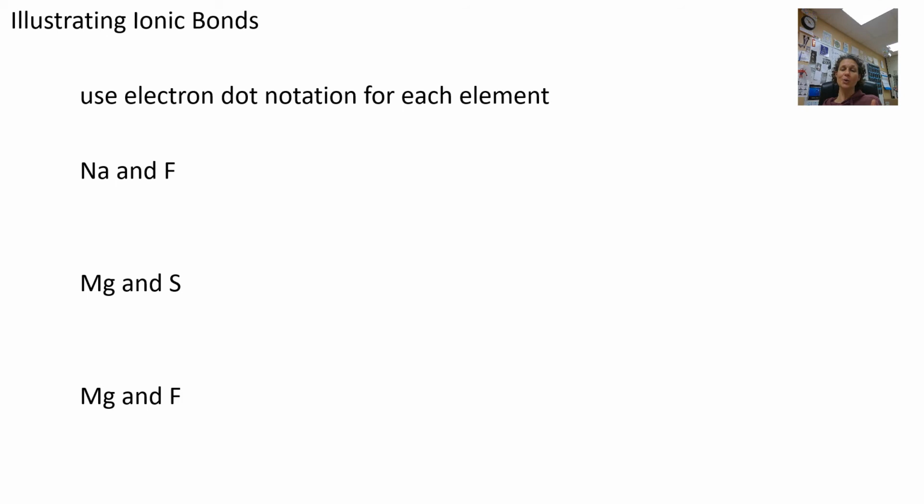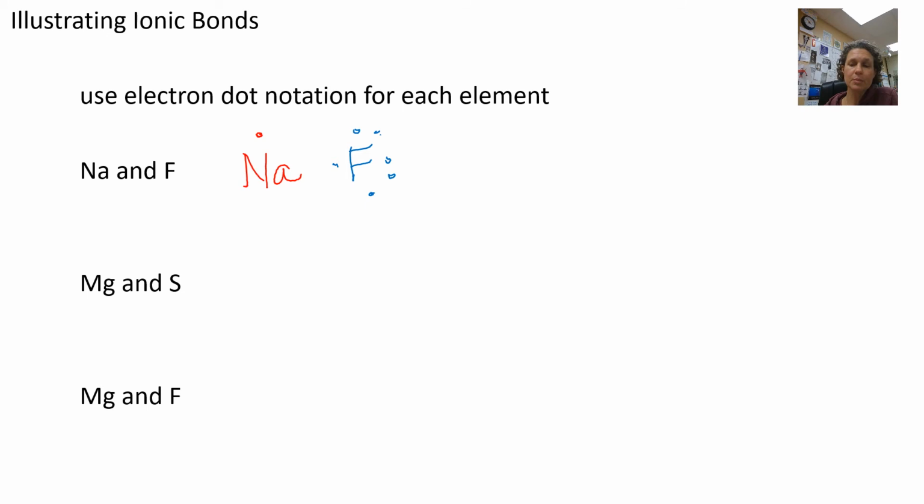Okay, so now when you draw these, they're drawn a little bit differently as far as what is happening, so it's a little more involved. If we have sodium and fluorine, Na and F, here is Na, and it has one valence electron. It's in column 1. And then we have fluorine. Fluorine is over there in column 17, so it has 7 valence electrons that look like this.